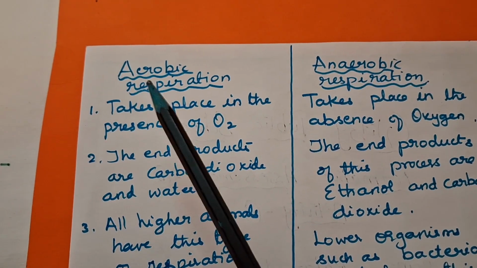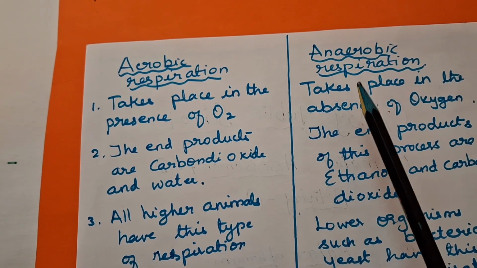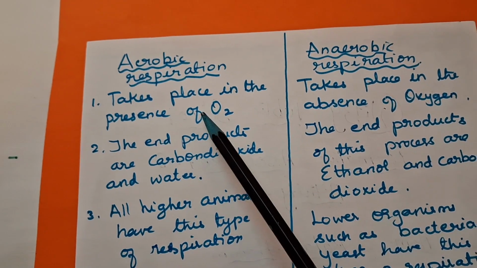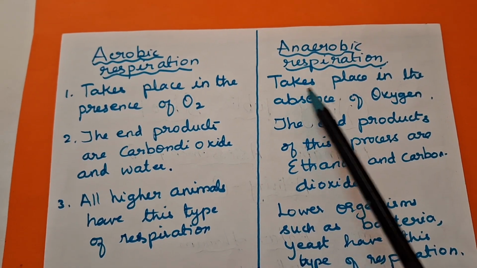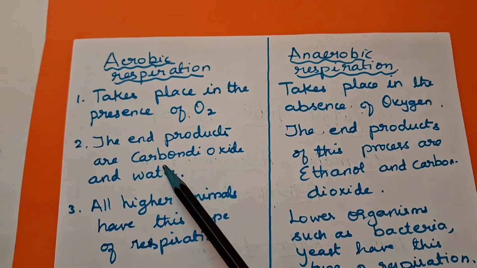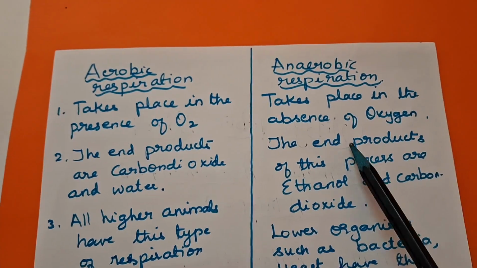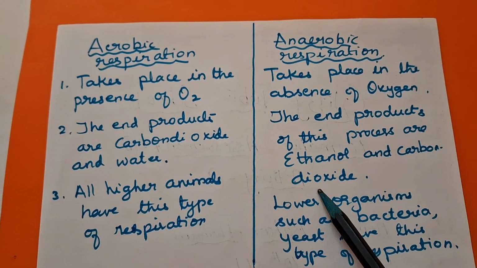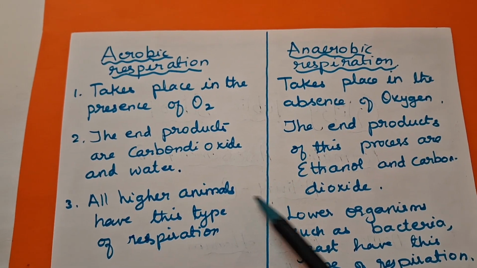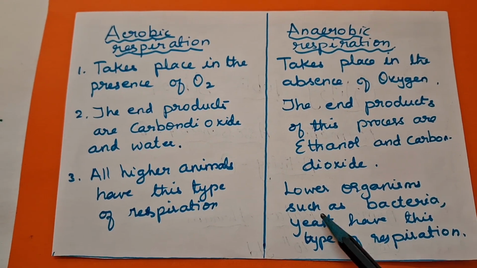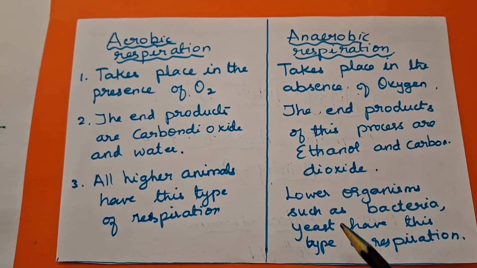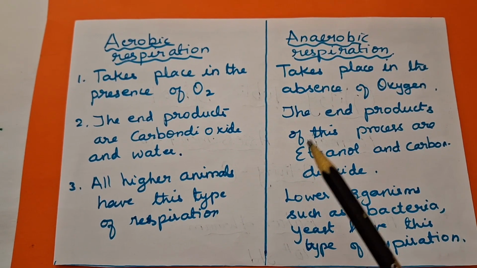Next, the difference between aerobic respiration and anaerobic respiration. Aerobic means it takes place in the presence of oxygen. Anaerobic takes place in the absence of oxygen. So the end products here are carbon dioxide and water. Here the end products are ethanol and carbon dioxide. Aerobic respiration is seen commonly in all higher animals, including human beings, whereas anaerobic respiration is seen in lower organisms like bacteria, yeast and microorganisms. Most microorganisms show such type of respiration.